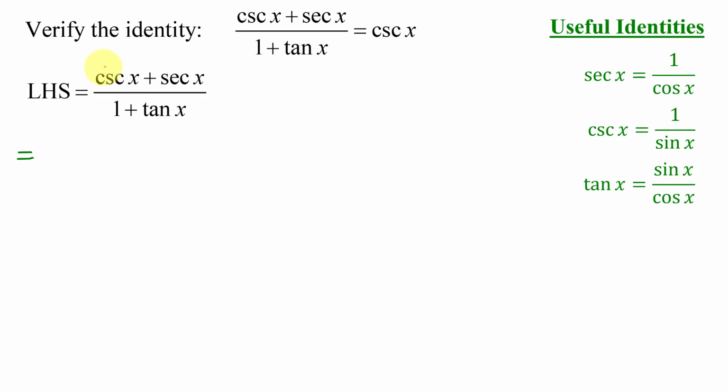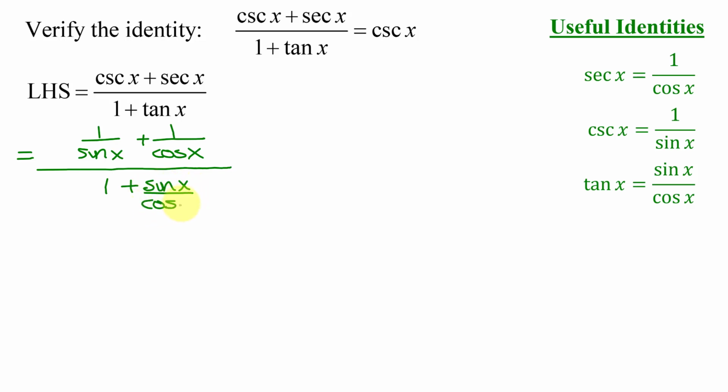So I start with the cosecant of x, which is 1 over the sine of x. So I have 1 over the sine of x plus the secant of x is 1 over cosine x. That is my numerator, and that is all divided by 1 plus the tangent of x, which is the sine of x divided by the cosine of x. Now I have a complex fraction.